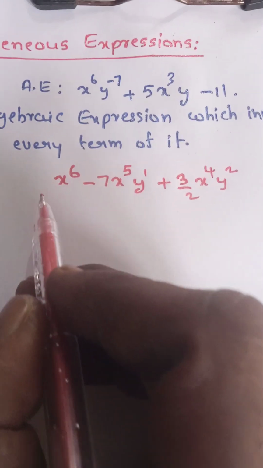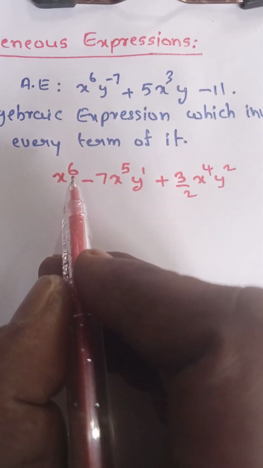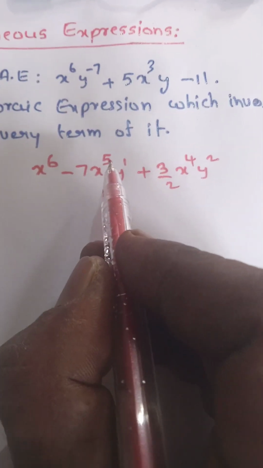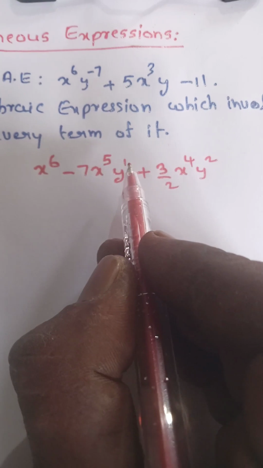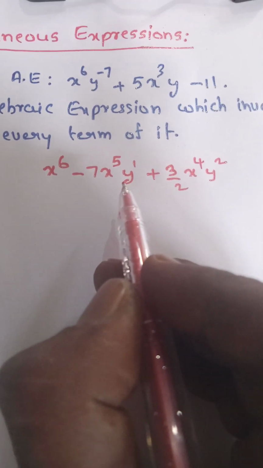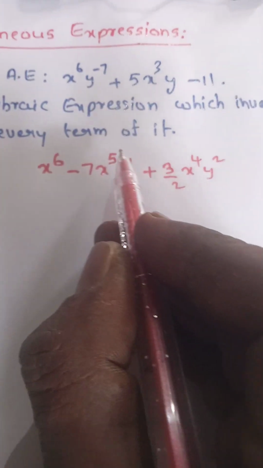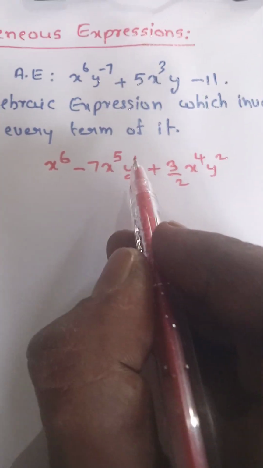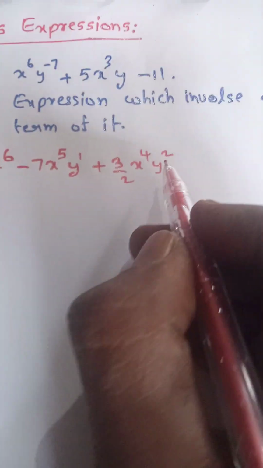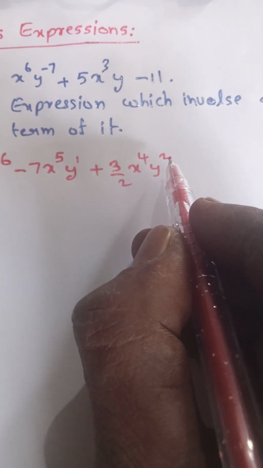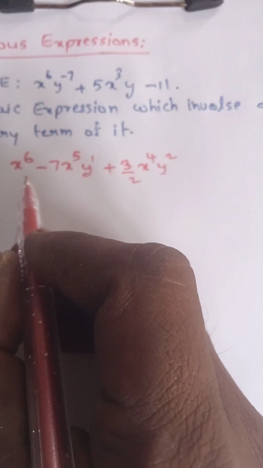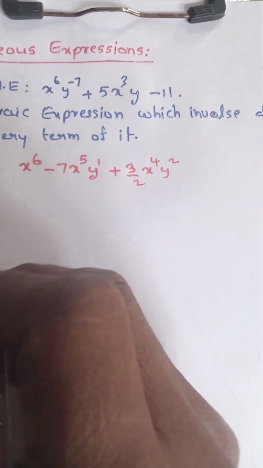In the first term, its degree is 6. In the second term, the degree is 5 plus 1. Why do we add 5 and 1? In the second term, it involves two variables x and y. The degree of this monomial is the sum of the exponents of its variables. So 5 plus 1 is 6. In the third one also, 4 plus 2 is 6. That means in this expression, every term has the degree 6.